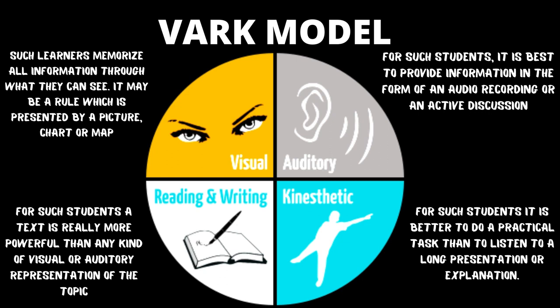The third type of students is called reading and writing. For such students, a text is really more powerful than any kind of visual or auditory representation of the topic. They perceive information well in the form of different notes, texts, and printouts. And the last learning type is called kinesthetic. For such students, it is better to do a practical task than to listen to a long presentation or explanation. These students tend to actively participate in different demonstrations, experiments, and so on.